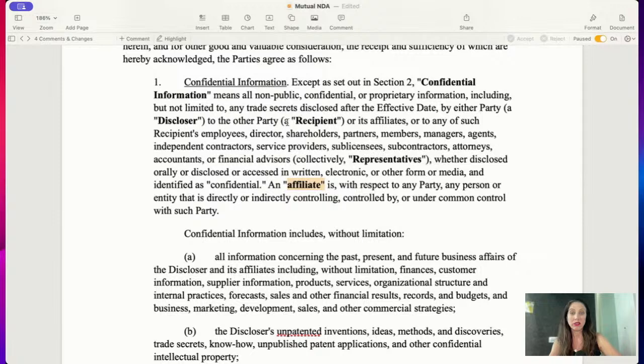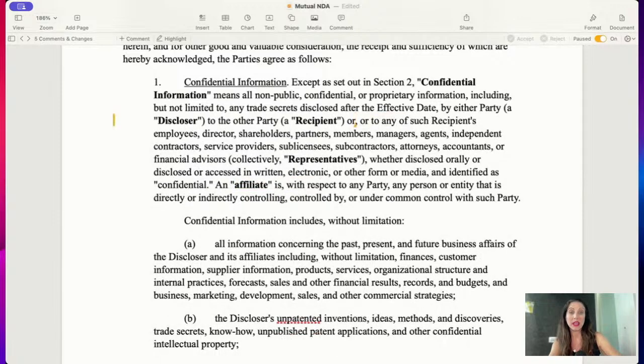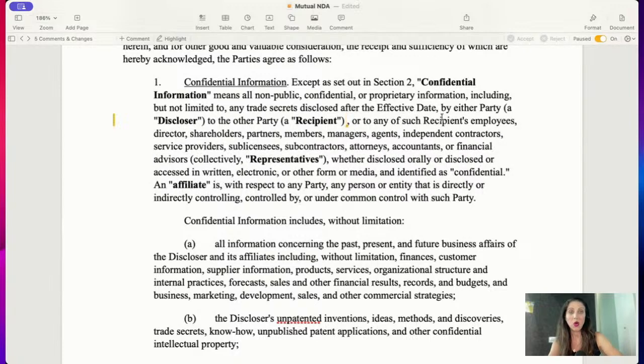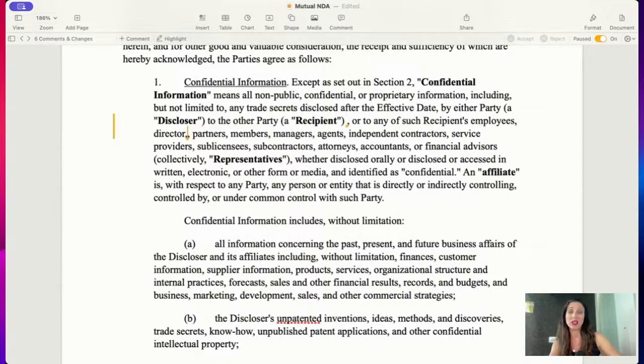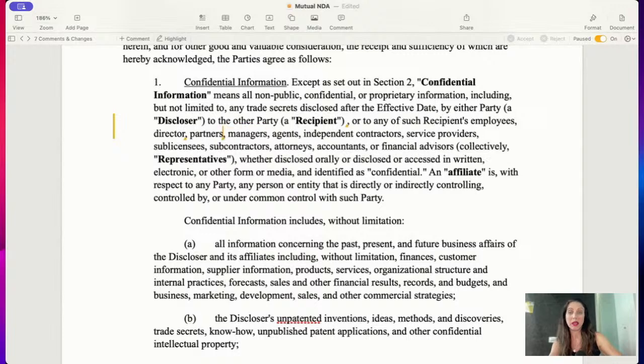By either party to the other recipient or its affiliates, which again, I don't want them in there, or to any such employees, directors, shareholders. Why do your shareholders need my information? Right? Members, same thing, because members usually are in the same type of category. Managers, agents. This is somebody that represents them. There are times it makes sense for that to be there. My use case of a website, I don't think they do.